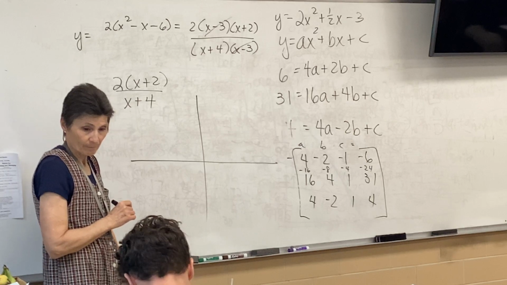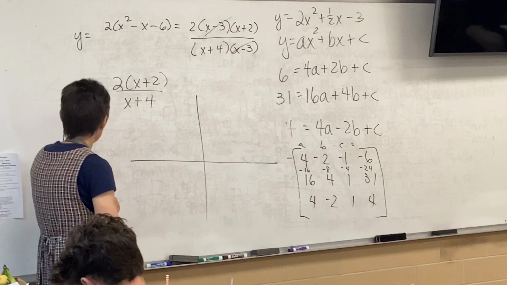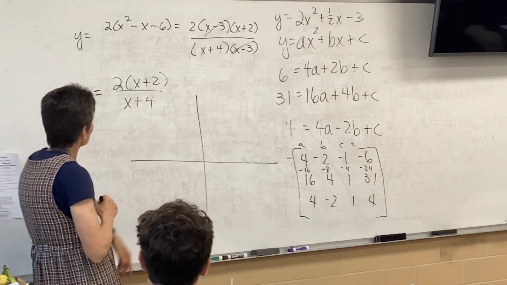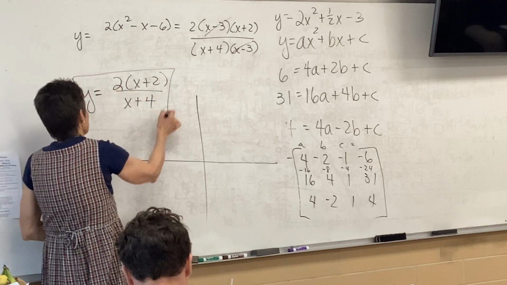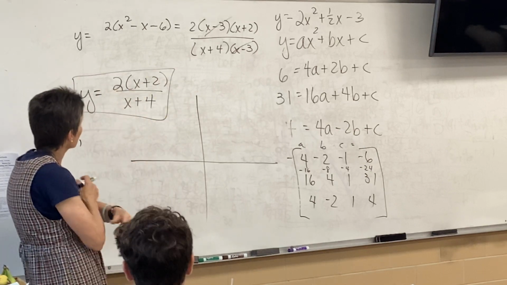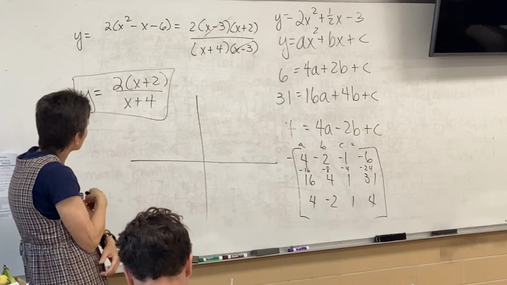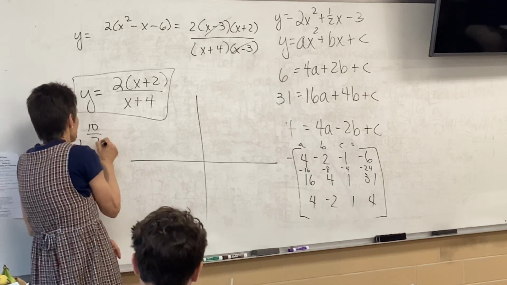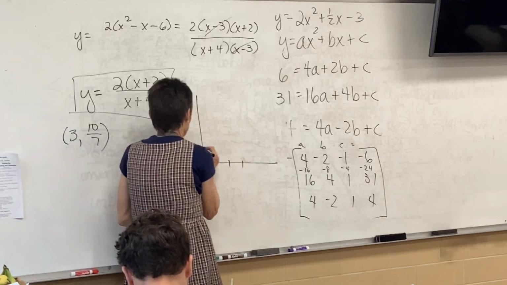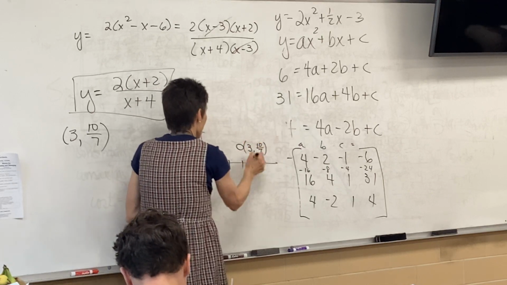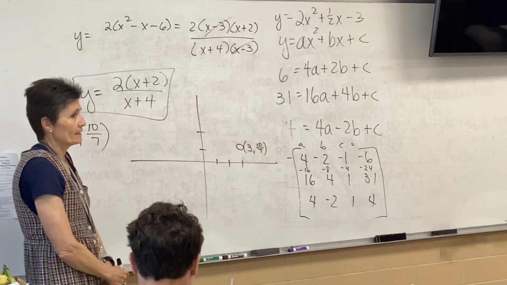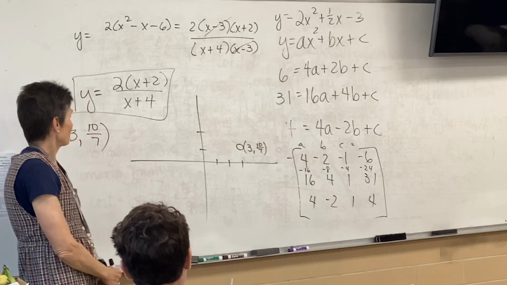Okay. So now what? Plug 3 in, what do I get? If I plug 3 back in, this is what I'm graphing now. If I plug 3 in, I get 10 over 7. So 1, 2, 3, 1, 2. There it is, 3 comma 10 sevenths. That's where the hole is in my picture.